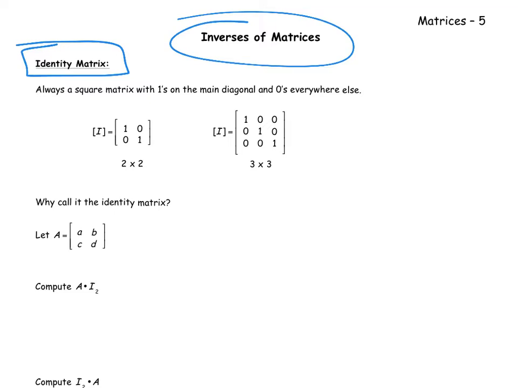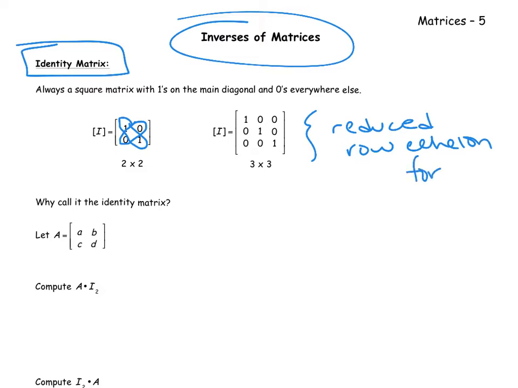Remember when we've gotten things into reduced row echelon form? That's when we have ones along the main diagonal and zeros everywhere else. So we've actually already been doing that. This is almost identical to reduced row echelon form, where you have ones along the diagonal and then zeros everywhere else. So we actually just call this the identity matrix. That is the identity matrix.